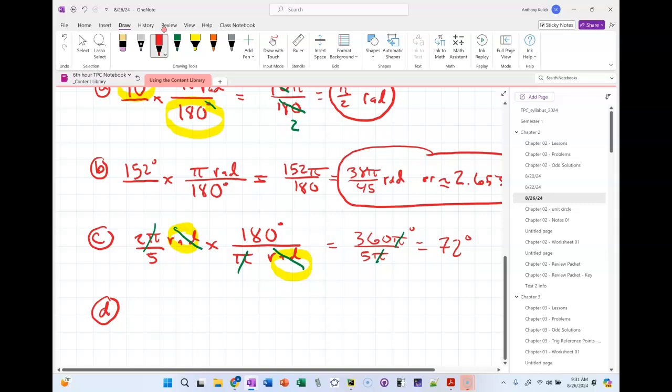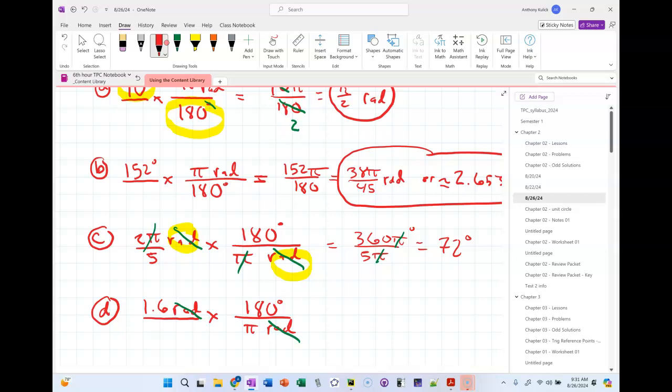And our last one says convert 1.6 radians to degrees. So this will be the same setup, right? Because we're still going radians to degrees. Radians cancel. And then 1.6 isn't in terms of pi. I'm not going to bother trying to multiply 1.6 times 180 and then write that over pi. That's a crazy looking number. It's a degree. We don't mind degrees being decimal, right? That's perfectly normal. So this is just all going to go into a calculator.